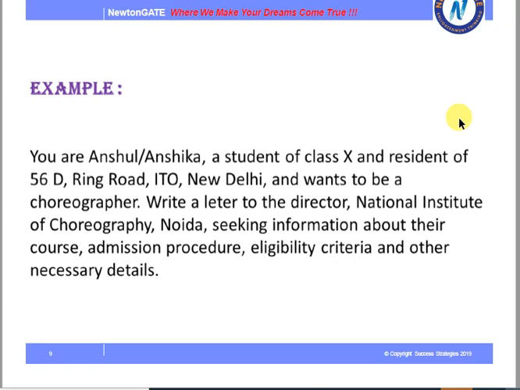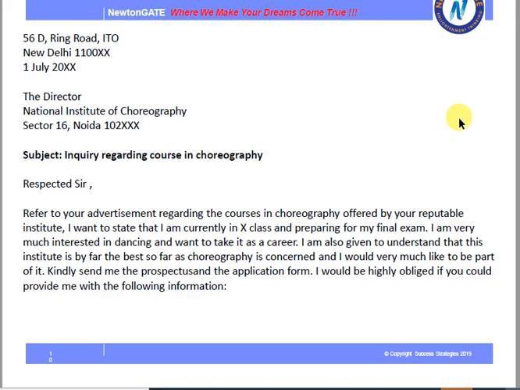You have to seek information from the institute because you want to take admission. Let's see. Follow the format. Here, your own address you have to give. The address is properly given in your question. Next, the address of the institute, that is to the director whom you are addressing. Next, again a line gap. Subject you will give. Subject is very short but again to the point. Then a line gap. Respected sir. Then again a line gap.